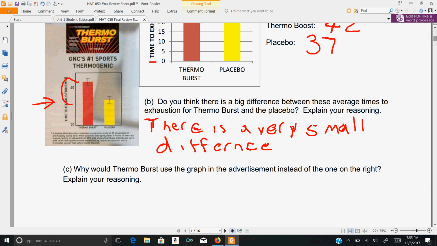The last one, though, why would ThermoBurst use the graph in the advertisement instead of the one on the right? Explain your reasoning. I'm going to say they would use it because it appears that the product gives you a much higher time to exhaustion than is actually the case.